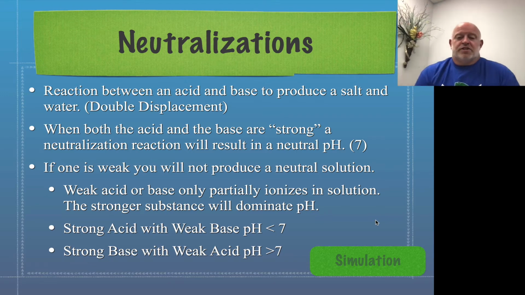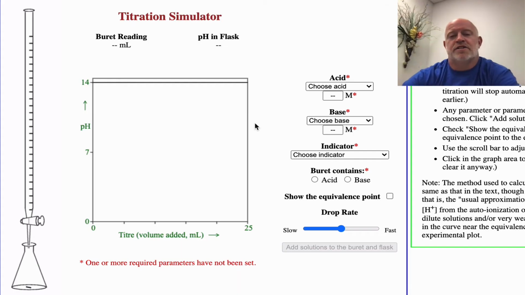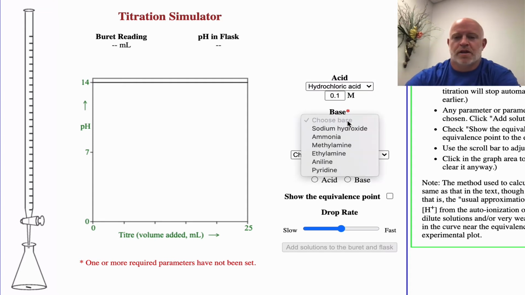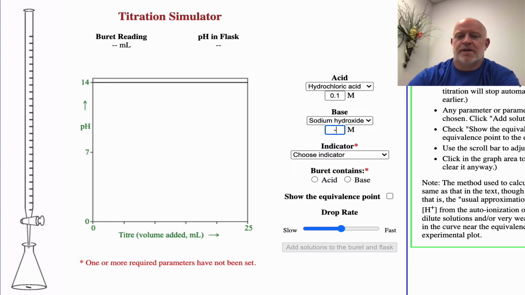Now these neutralizations, for them to occur, we had to actually put the two things together. Okay, in this simulation, what we're going to use is a titration simulator, because the process of neutralizing under lab conditions, we call that titration, okay? And I'm going to pick my acid, so I'm going to get hydrochloric acid here, and I'm going to make that, let's say, 0.1 molar. And then my base, I'll make sodium hydroxide. Okay, make it as simple as we can. So I'll make that 0.2 molar.